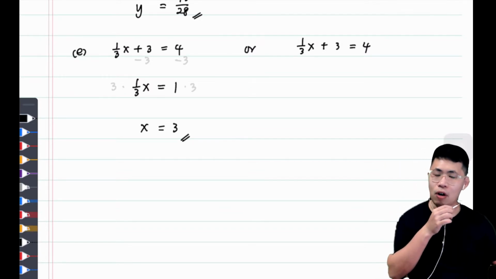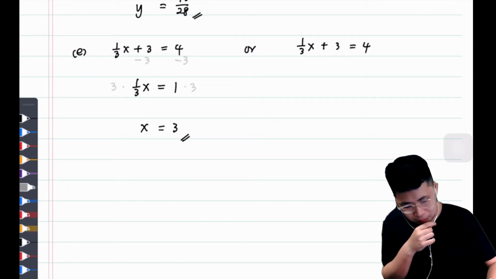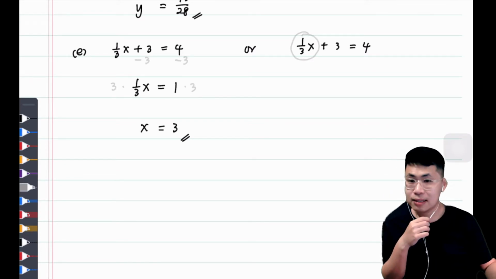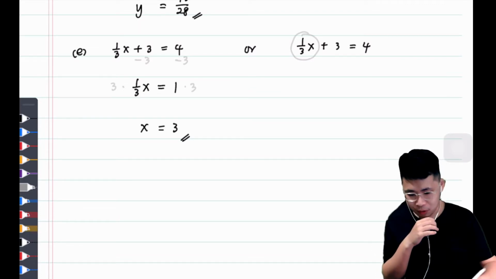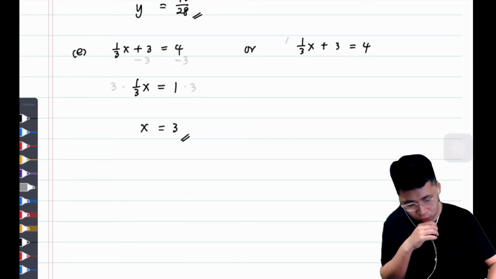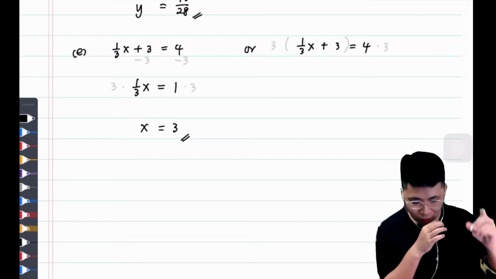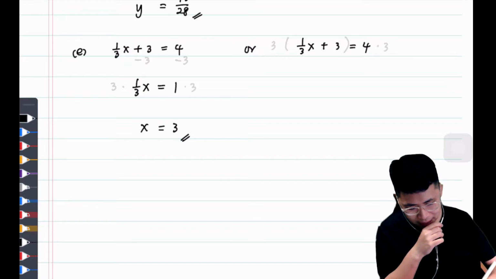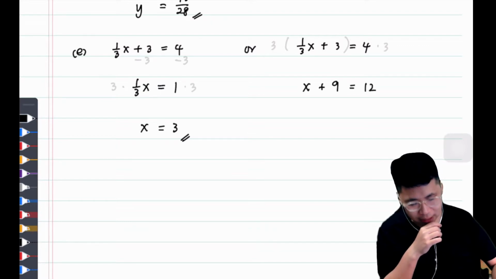Now, the other way that we could do this is, because of 1 over 3x, in order to remove the fraction, I need to multiply by 3, correct? So if I multiply the whole thing by 3 on the left, I also need to multiply by 3 on the right. So on the left, I have 1/3 over 1 over 3x times 3, which gives me 1x. 3 times 3 gives me 9. On the right hand side, 4 times 3 gives me 12.